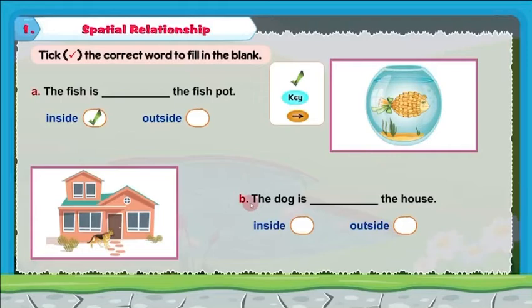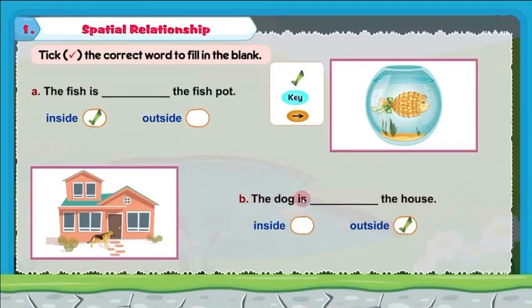Now the B bit here, the dog is dash the house. So in this picture you can see there is a dog and there is a house. Where is the dog here? Inside, outside. The dog is outside the house. So we will tick the correct option as outside. The dog is outside the house.